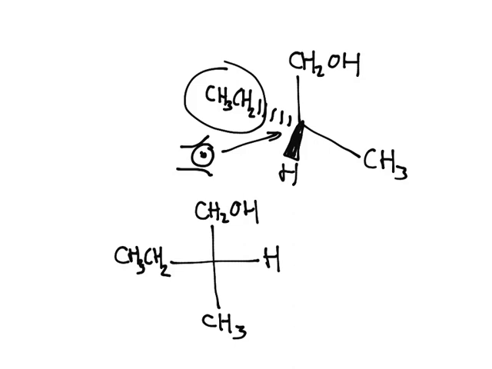And so if we wanted to determine the configuration of this, we would number it. So this gets number one priority. This gets two. This gets three. And so you would think that it's going counterclockwise. However, since the H, which is number 4, is pointing at you, remember horizontal bonds is pointing at you, you would inverse that, and so this configuration right there, that would be clockwise, which would be R.